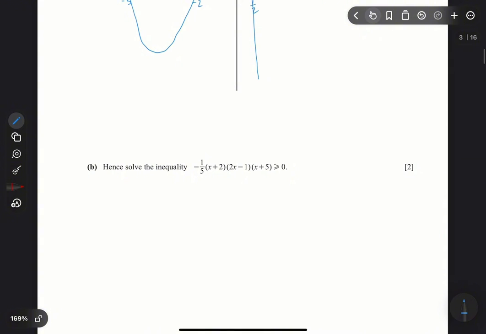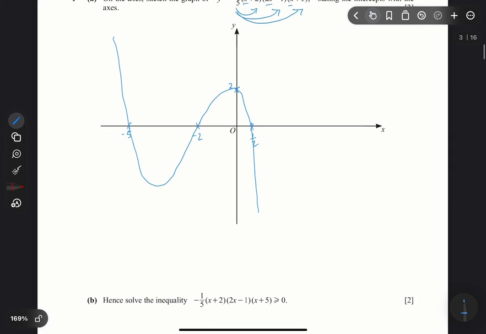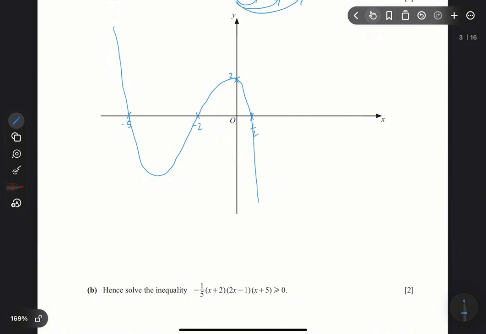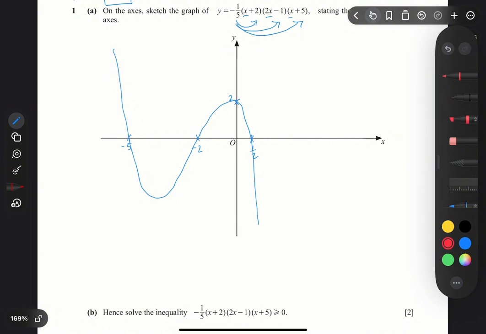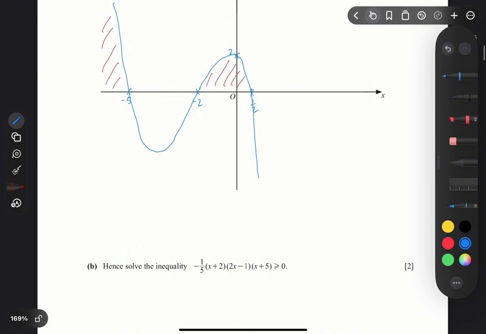1b, hence solve the inequality when it's larger than or equal to 0. So when it's larger than or equal to 0, it will be above the x-axis, which is this part. So you can tell that it will be x is less than or equal to minus 5, or minus 2 less than or equal to x less than or equal to 1 over 2.